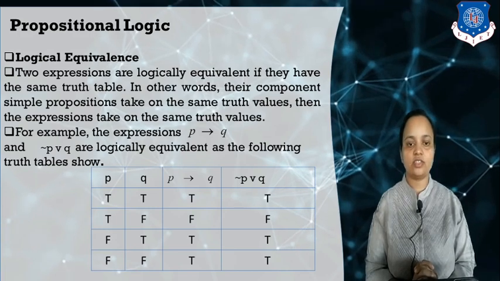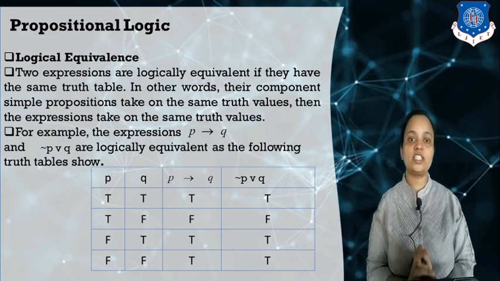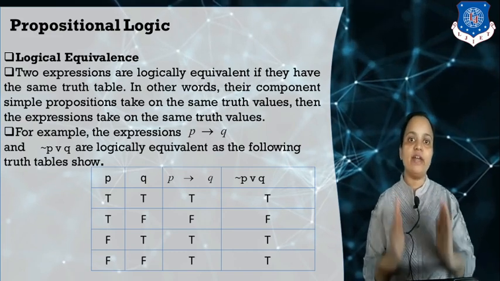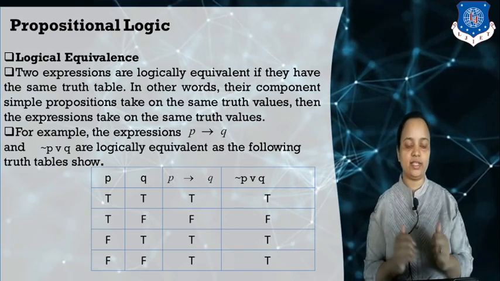So I have written it like this: true, false, true, true. Now the complement of P or Q. If you write the truth table, you can see there are two columns, P implies Q and complement of P or Q, that are the same. So we can say that these two expressions are logically equivalent. Always remember, when two expressions have the same truth table, we call this a logical equivalence.